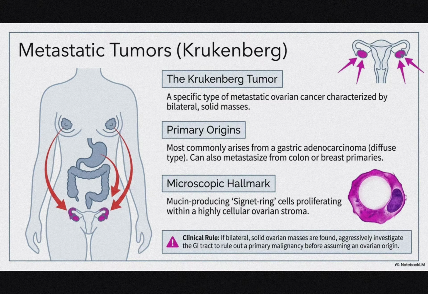We have a clinical rule for the differential diagnosis. If bilateral solid ovarian masses are found, aggressively investigate the GI tract to rule out the primary malignancy before assuming an ovarian origin.